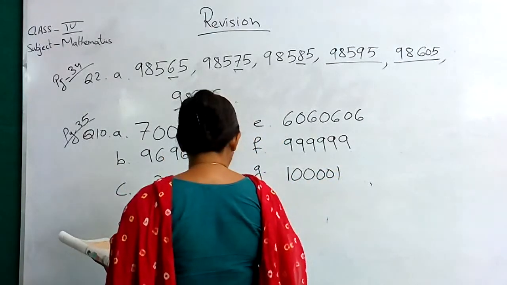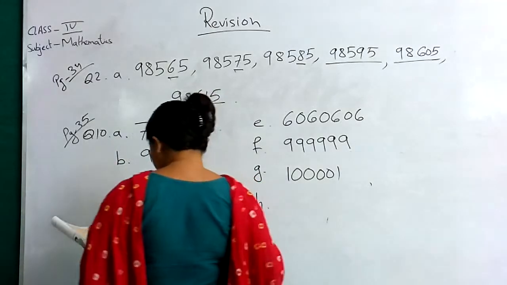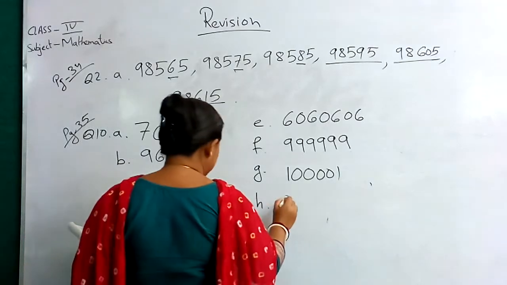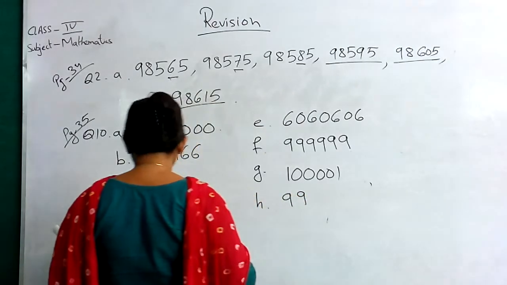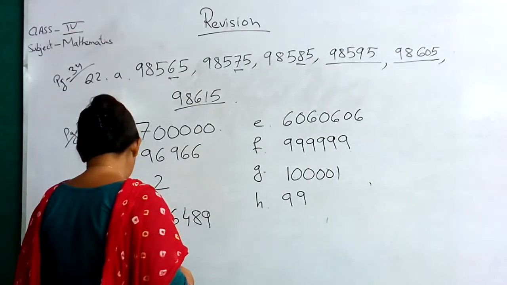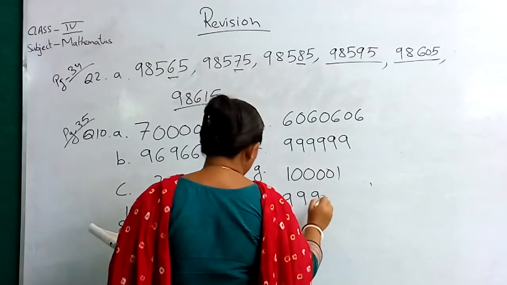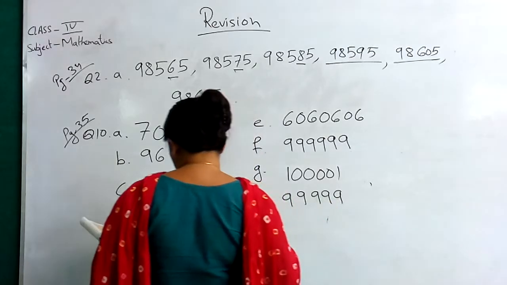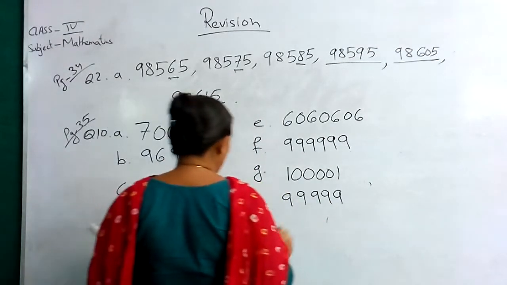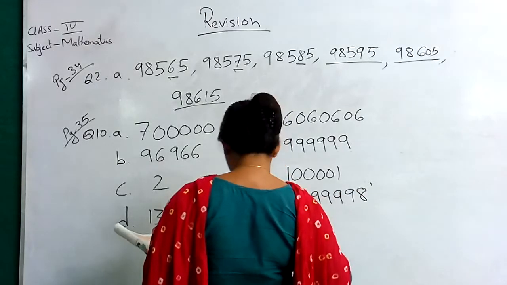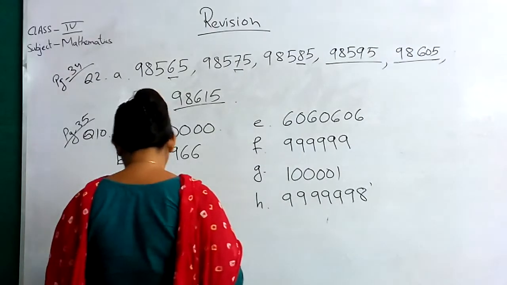Next one, number H. The predecessor of the greatest 7-digit number is. Now the predecessor of the greatest 7-digit number. The greatest 7-digit number means you will write 9 seven times. So predecessor, minus 1, you will write the greatest 7. 1, 2, 3, 4, 5, 6 and 7. This is the 7-digit number.